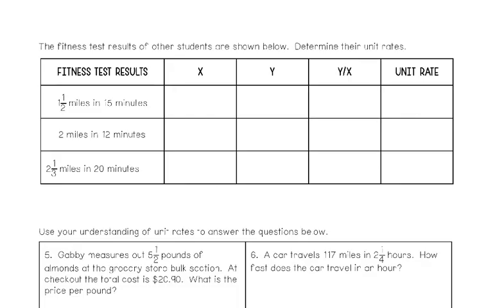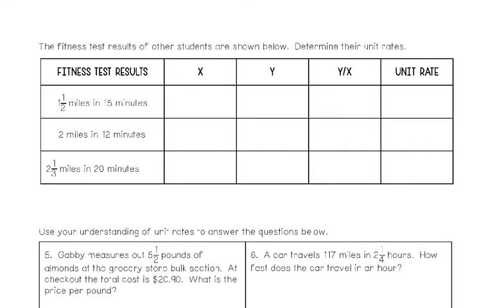So what does all that have to do with unit rate? So here's your examples in a new table. The fitness test results of other students are shown below. Determine their unit rates. So here's the fitness test results for some other students. 1.5 miles in 15 minutes, 2 miles in 12 minutes, and 2 1/3 miles in 20 minutes. You should notice that all of these rates are fractional. So all of these have fractions in the unit rate except for 2 miles for 12 minutes.